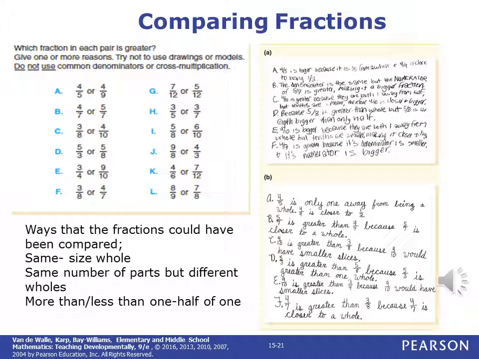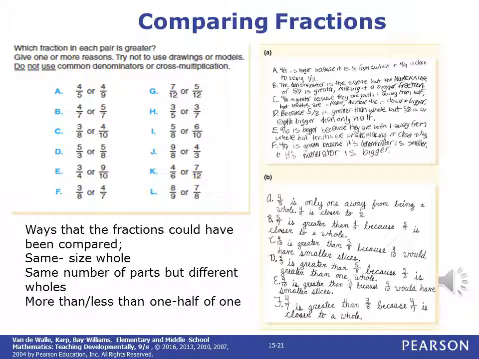It says which fraction in each pair is greater. Give 1 or more reasons. Try not to use drawings or models, and definitely do not use common denominators or cross multiplication. Don't get me wrong, common denominators and cross multiplication are terrific and they work, but if you teach these before you require students to reason, they will never have an opportunity to think about the relative size of various fractions, and they will be less likely to develop number sense about fraction size.